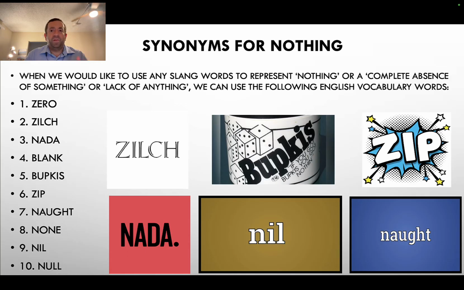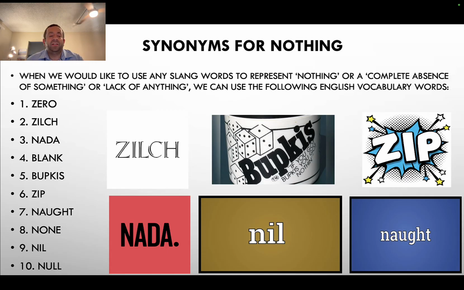And then number 10, hopefully you all have heard in English null and void. Null is like to cancel out, to make it back to nothing, or to go back to the basics, or go back to the beginning. It was null, it was null and void. Null, there was nothing there, there was null impact. So, basically, just keep in mind, you don't have to say nothing all the time. You could say 0, number 1, you could say 2, zilch, 3, nada, 4, blank, 5, bupkis, 6, zip, 7, naught, 8, none, 9, nil, and then 10, null.